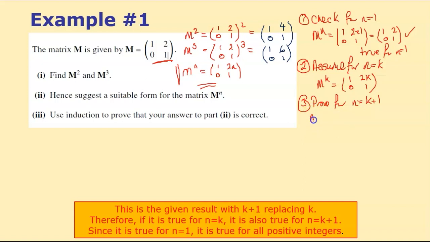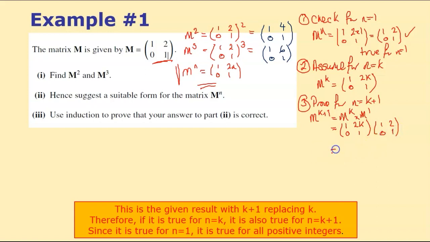So anyway, how do I work out m to the k plus 1? Well, same as before. I say, well, that's equal to m to the k times by m to the 1. But I can add the formulae. And this gives me then, well, m to the k, what is it? It is what I've assumed there. It's 1, 2k, 0 and 1. And I times that by m to the 1, which I know is 1, 2, 0, 1.